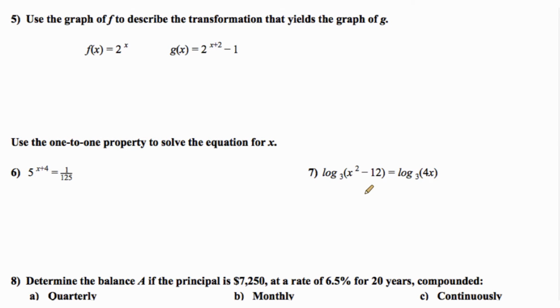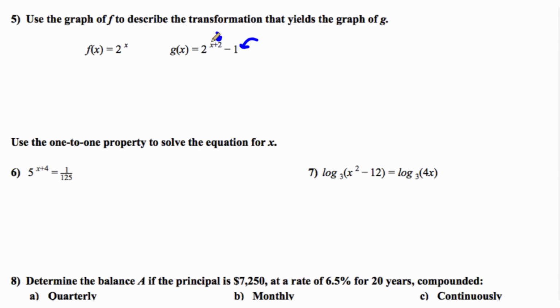If we take a look at number 5, we want to look at the graph of f to describe the transformation that's going to give us the graph of g. So for our f of x function, we've got 2 raised to the power of x, and then for g of x, we've got 2 raised to the power of x plus 2, minus 1. So what we need to do is figure out what that plus 2 as part of the power does and what that minus 1 on the end of our function does.